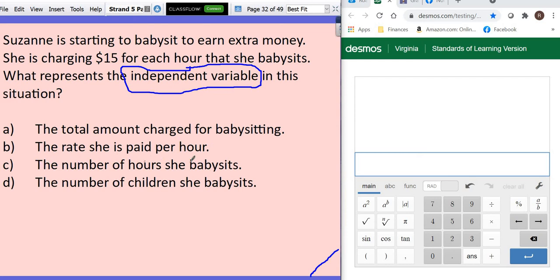The number of hours she babysits. Aha, that's what she's controlling. She has already set the rate. She's controlling the number of hours that she babysits. And then the number of children she babysits, that's just extra information. She can also control that, but hours is the independent variable.